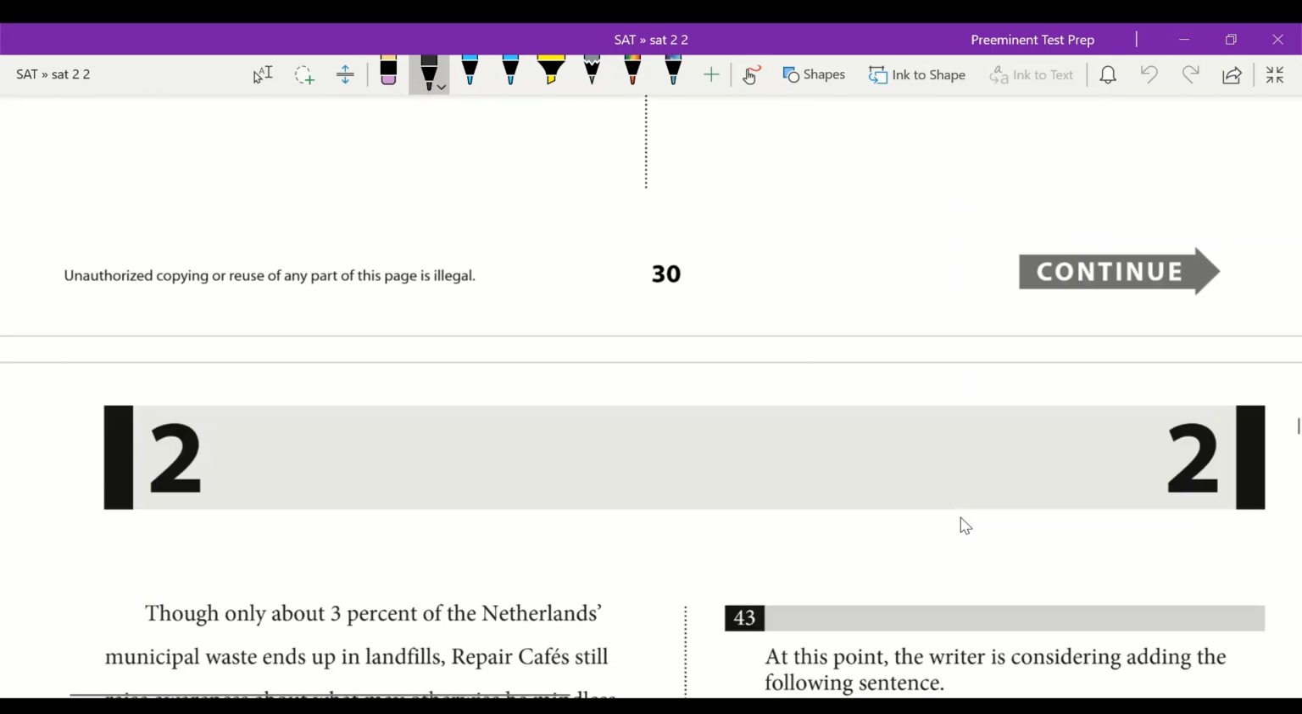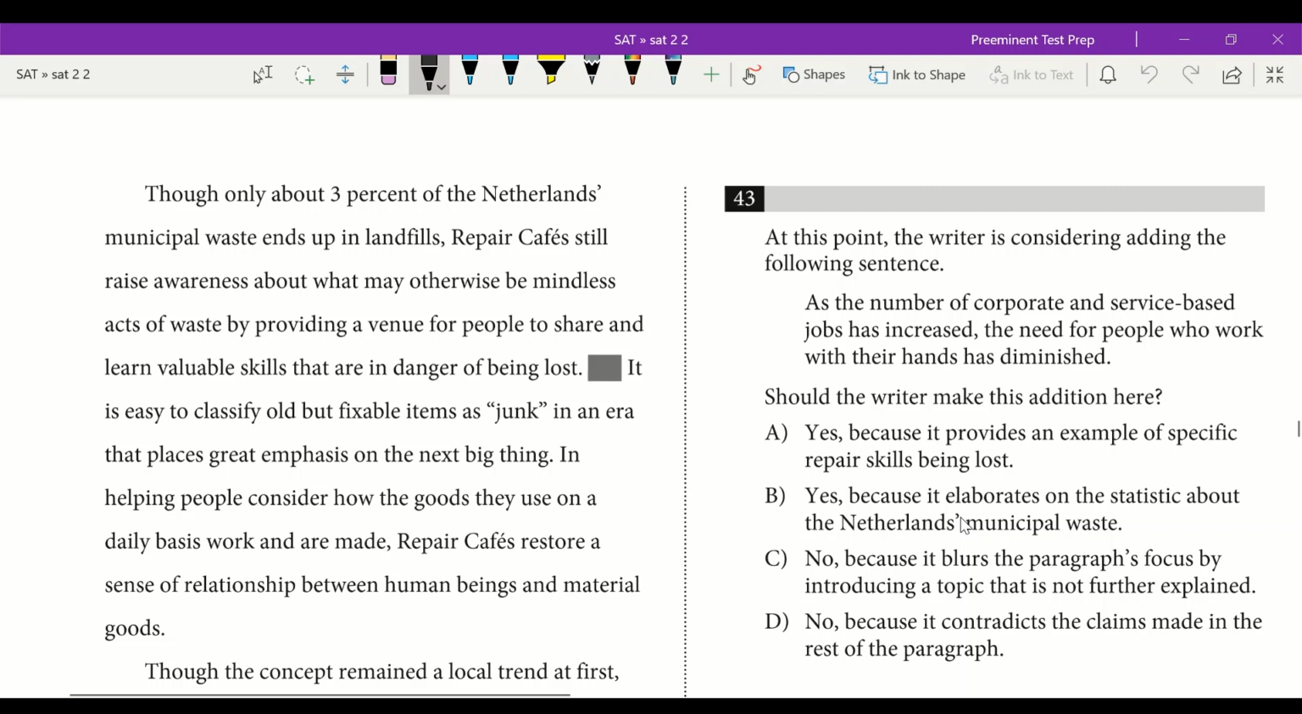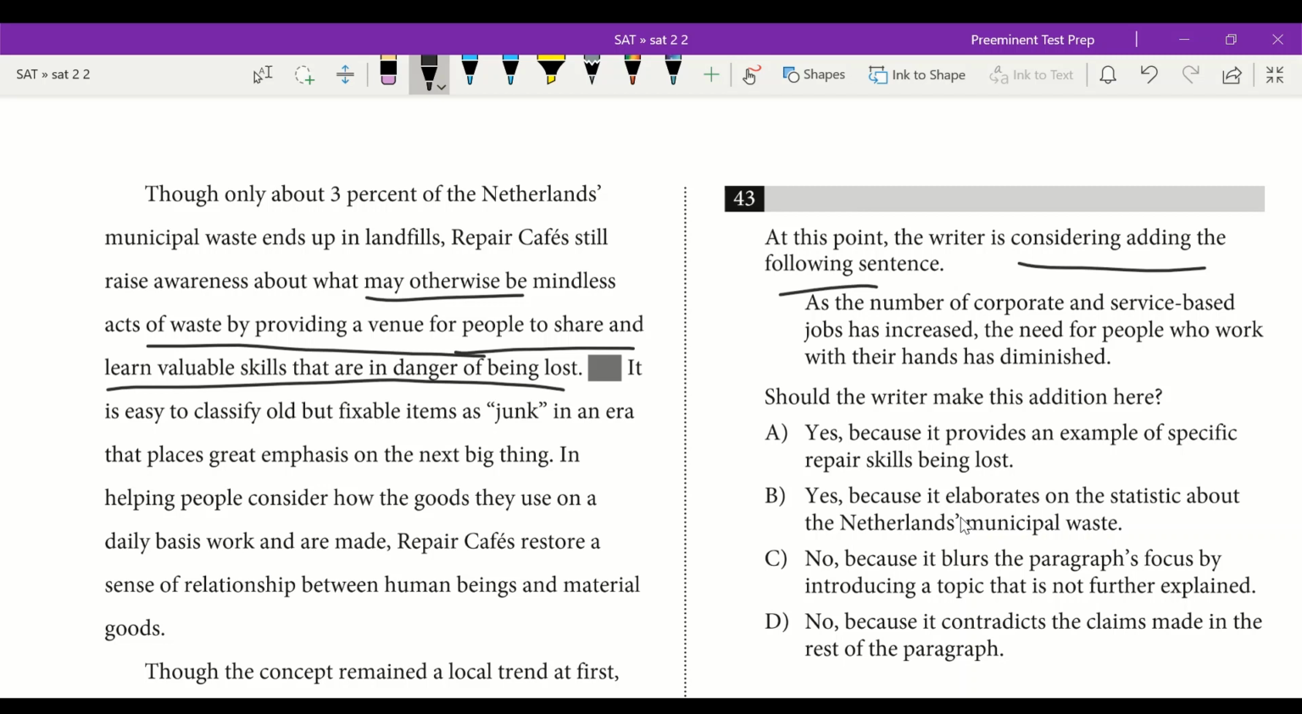All right, so we got 2 questions left. Though only about 3% of the Netherlands' municipal waste ends up in landfills, repair cafes still raise awareness about what may otherwise be mindless acts of waste by providing a venue for people to share and learn valuable skills that are in danger of being lost. So we're asked, should we add the following sentence? As the number of corporate and service-based jobs has increased, the need for people who work with their hands has diminished. Now, when we read this, what do we recognize with it? We recognize that this is not related, right? It's vaguely related. I won't say it's not related, but I'll say it's vague, right? Very vaguely related.